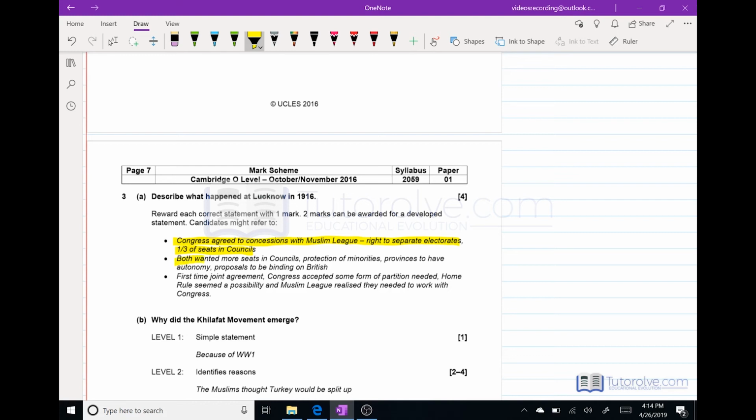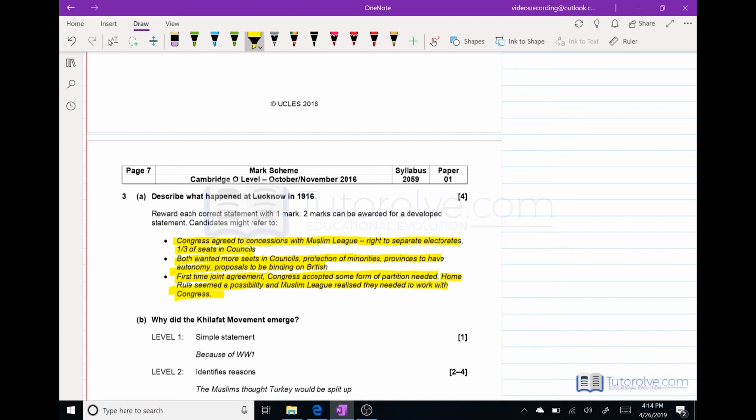They both wanted more seats in council, protection of minorities, provinces to have autonomy, and proposals to be binding on the British. This was the first time a joint agreement was made; Congress accepted some form of partition was needed. Home rule seemed a possibility, and the Muslim League realized they needed to work with Congress.